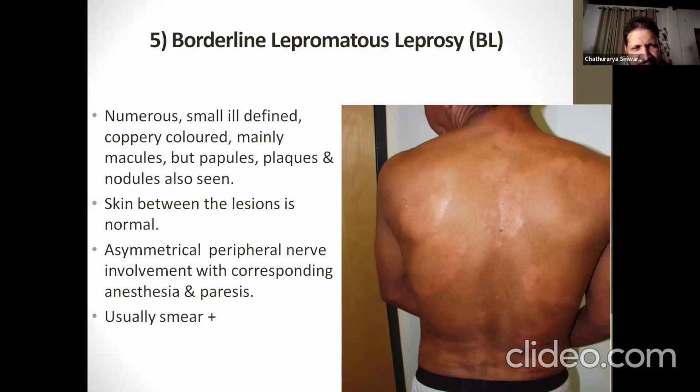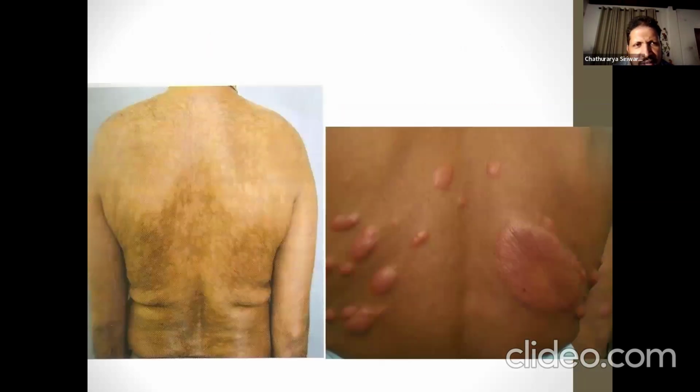And they can have anesthesia and paresis. And often when you do a smear, in these patients you will often identify bacilli, leprobacilli. In between the lesions, the skin is normal. You can see normal areas. So even in these, there is a wide spectrum. Some people can have lots of lesions. And you can see the lesions on the left, you can easily mistake them for pityriasis versicolor, isn't it?